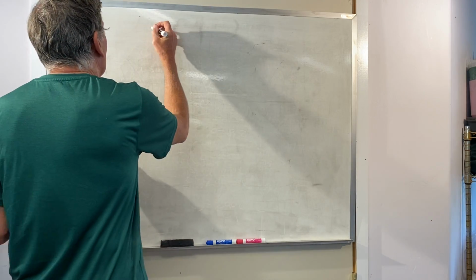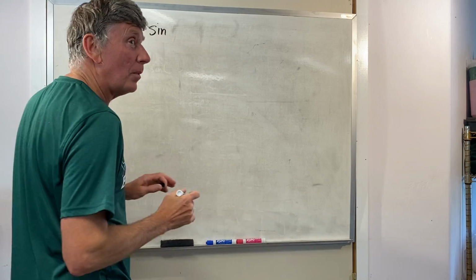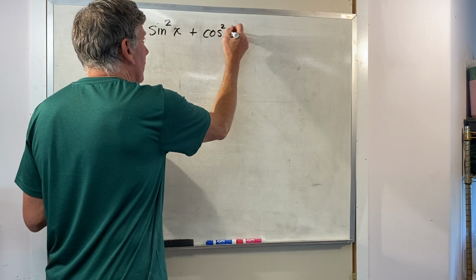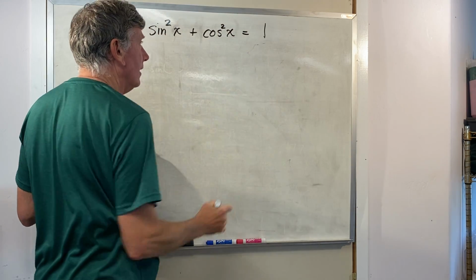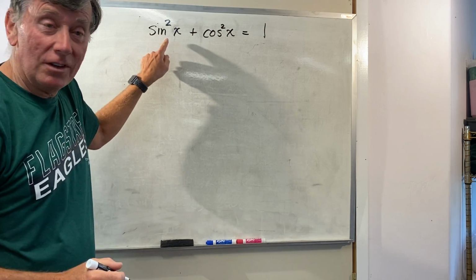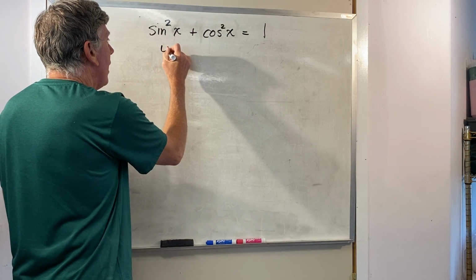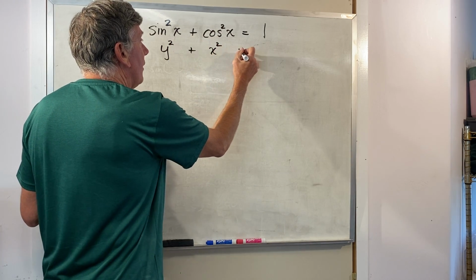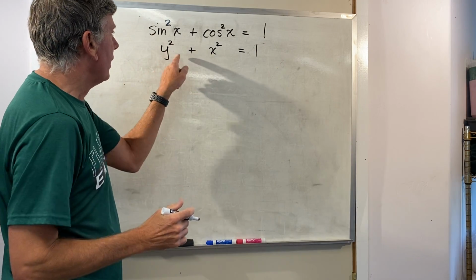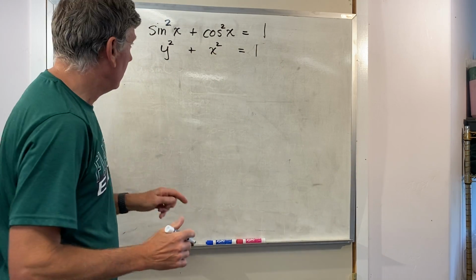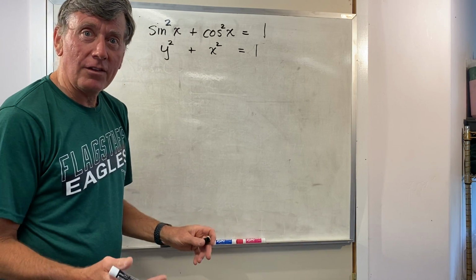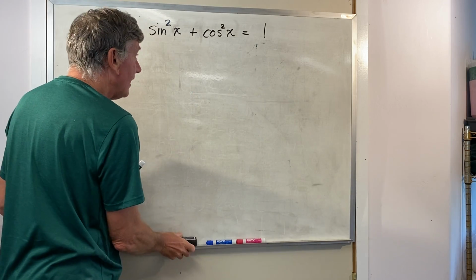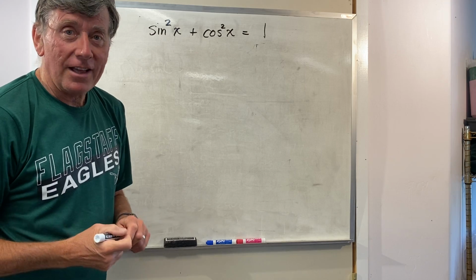For example, one of our identities that you should be aware of by now is that the sine squared of x plus the cosine squared of x is equal to 1. We remember this from the unit circle. The sine squared is equal to y squared. The cosine squared is equal to x squared, and that's equal to 1. This is true for any y and x on the unit circle. That's the definition of the point on the unit circle. So we have this basic identity here that we are going to pull from a lot.